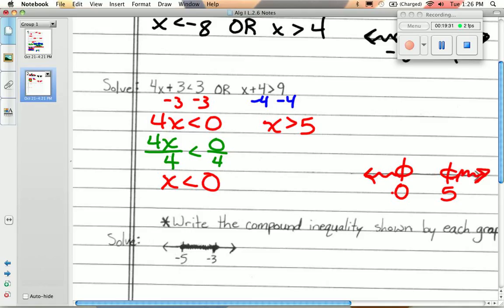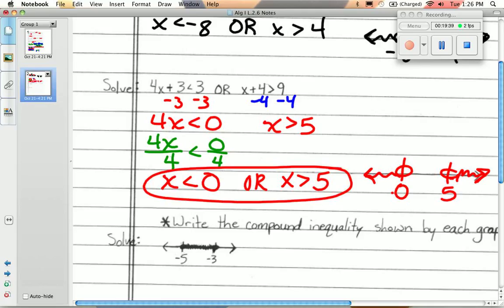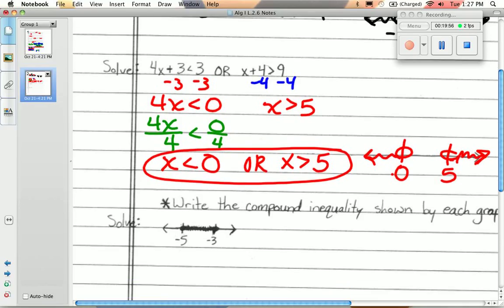Okay. This is an or. So I've got to bring down my other part of my solution here so I don't forget that I need the word or in between. So x is less than 0 or x is greater than 5. That's all we have to worry about, don't we? So is there a solution? Yeah. We got lots of numbers that can be a solution to this compound inequality. So, questions about it?